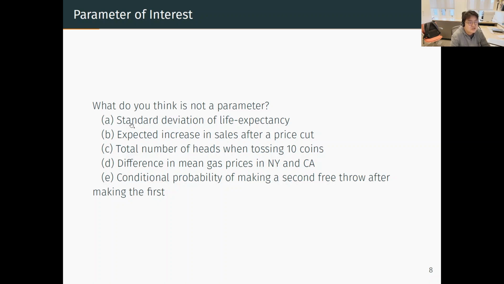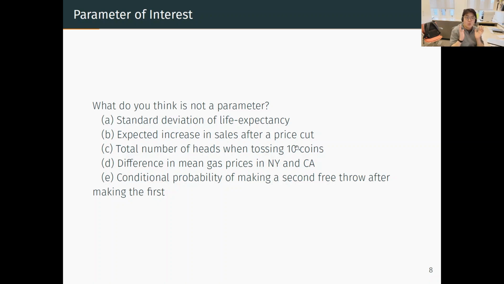A, standard deviation of life expectancy. B, expected increase in sales after a price cut. C, total number of heads when you toss 10 coins. D, difference in mean gas prices in New York and California. E, conditional probability of making a second free throw after making the first.